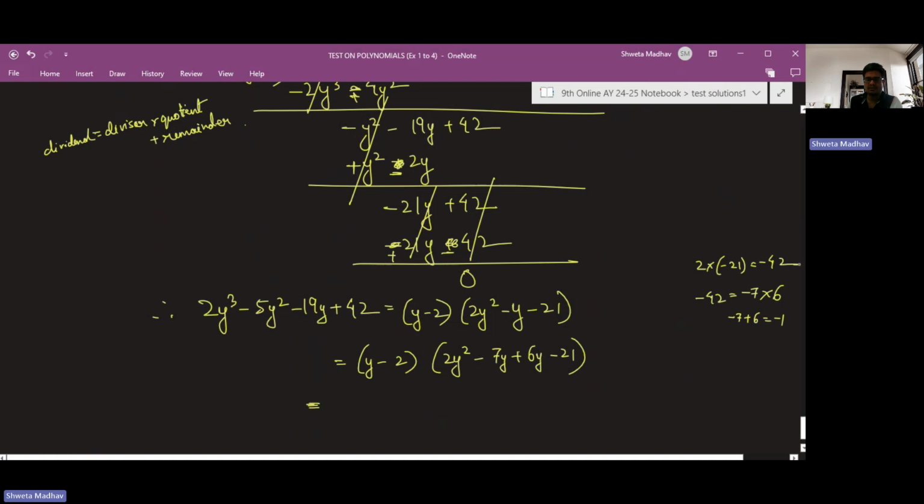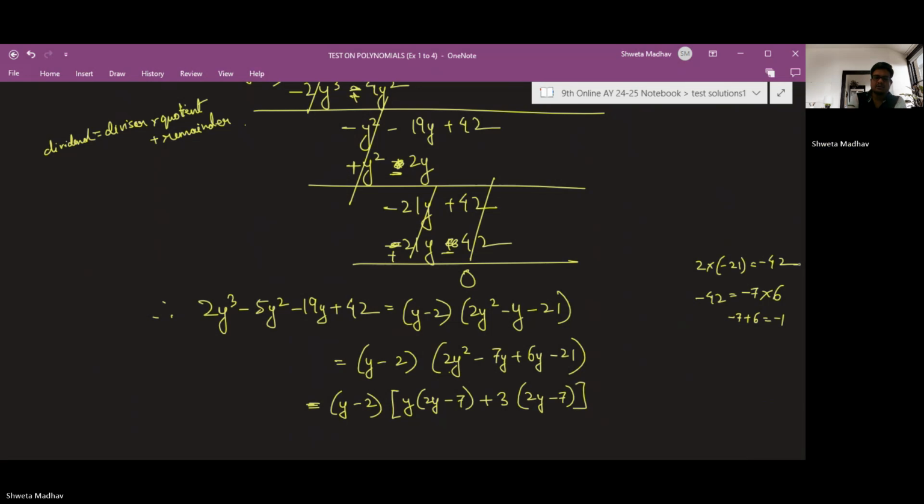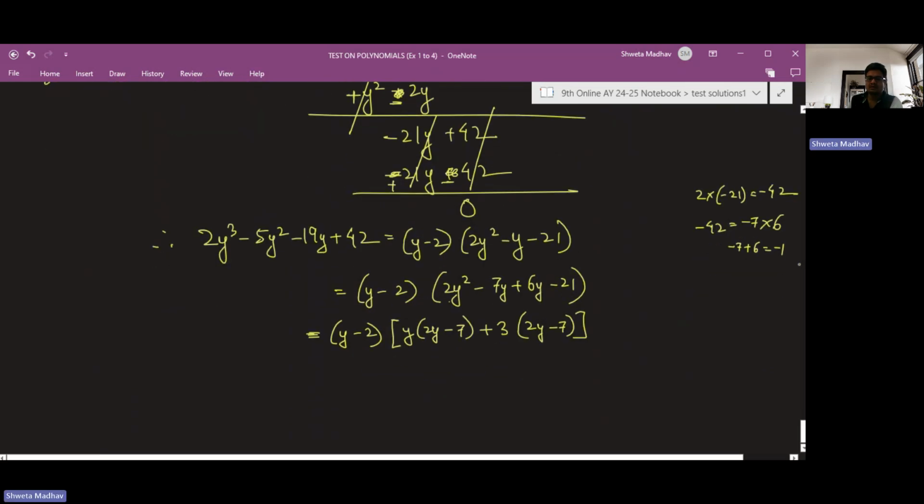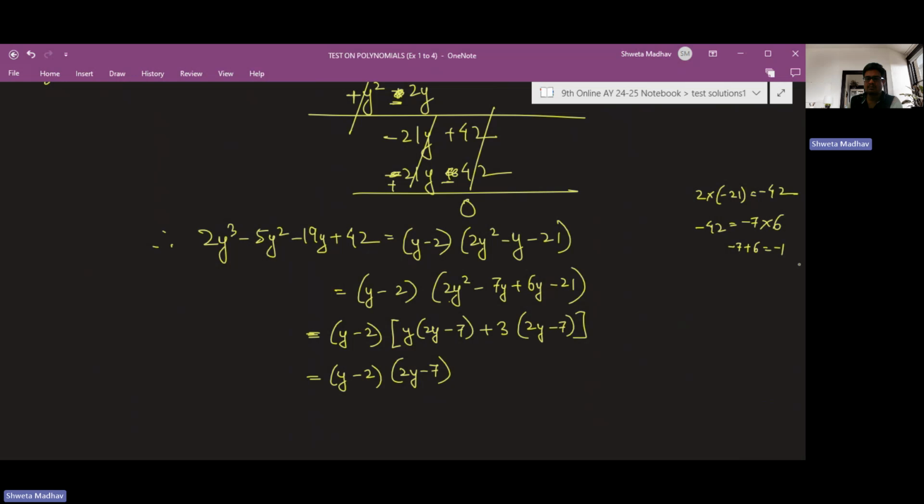Then you can write this as y minus 2 into this. In the first two terms, you can take y as common, which gives 2y minus 7. And from the next two terms, you can take plus 3 as common into 2y minus 7. So from these, we can take 2y minus 7 as common outside. Then we will get y minus 2 into 2y minus 7 into y plus 3.